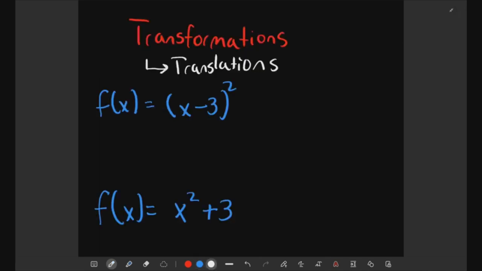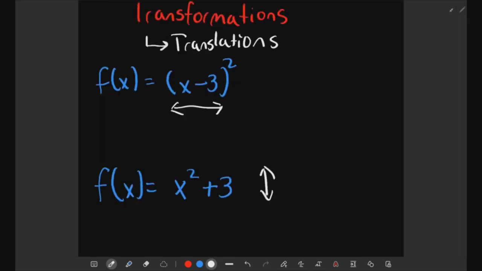Okay, let's start with the basics. Let's start with the translations. Now, there are translations that go vertically, like this one right here, and there are ones that go horizontally, like this one right there. Now, how do you identify which is which?